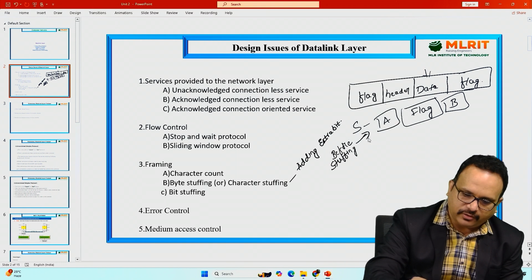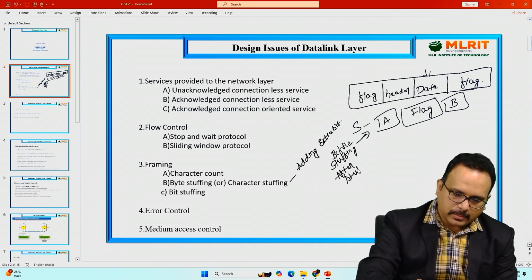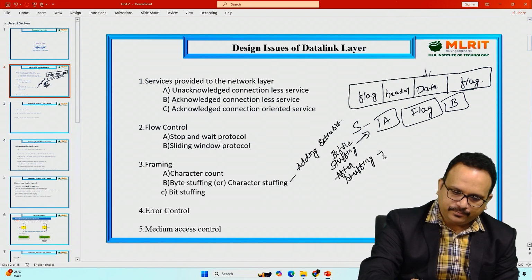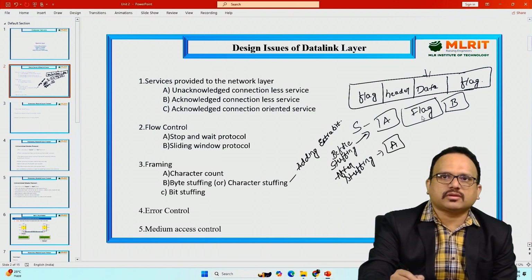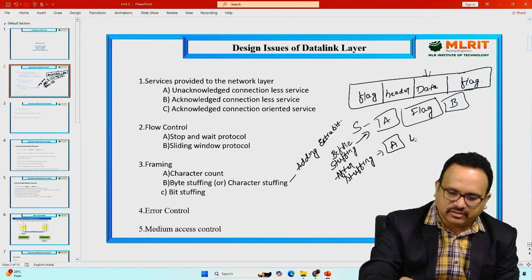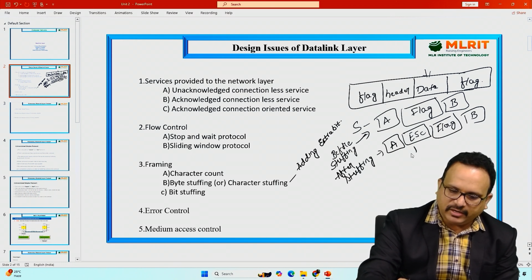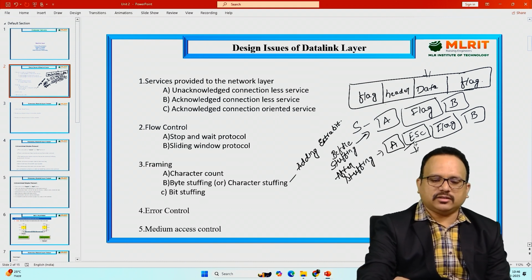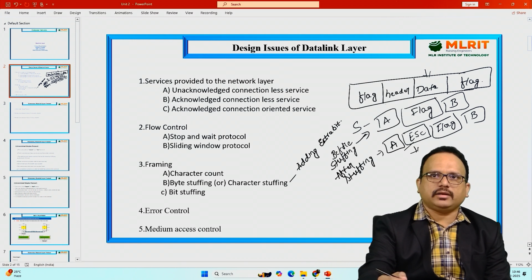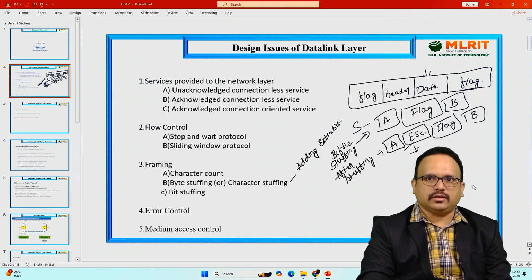This is before stuffing. And after stuffing, the data A, as this is a special character, it will be stuffed with one more special character called the escape character, and then the data as it is, and B. This data will be transmitted to the receiver. Whenever the receiver receives that, it will simply discard this particular escape character and consider the remaining data as the original data. That is what byte stuffing or character stuffing is.